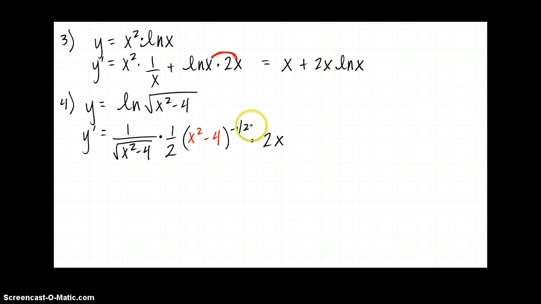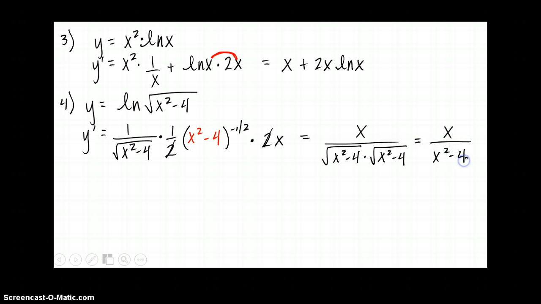So it would need to be simplified. Right? We have a negative exponent. We'll have to make that positive. The 2's will cancel. So we have x over the square root of x squared minus 4 times the square root of x squared minus 4. We can simplify this. So that's what I would expect to see for the final answer.